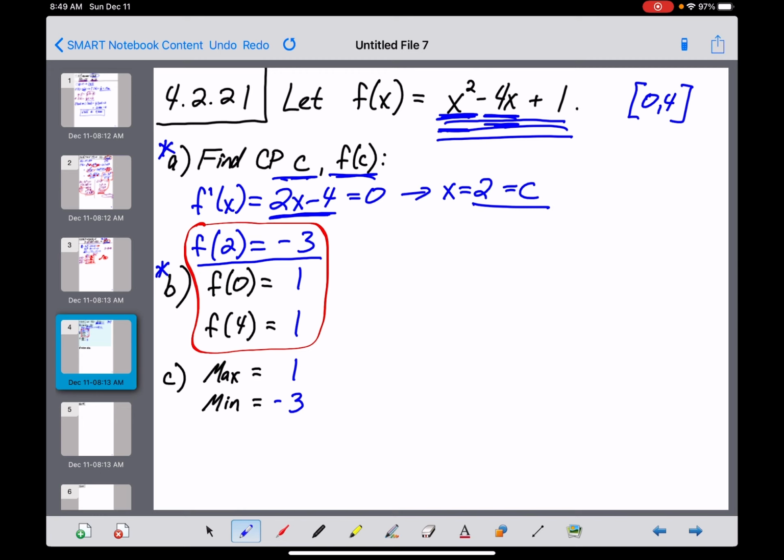So that's a simple question that sometimes people try to make too complicated. Determine the min and the max of this function on that interval. They're asking for y values there, guys. The maximum y value you'll ever get is 1, and the minimum is negative 3.